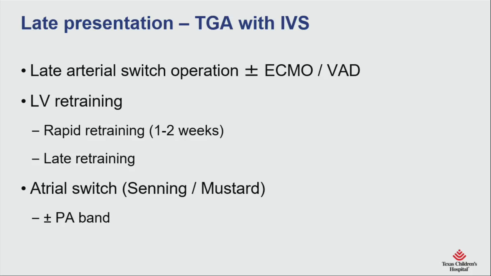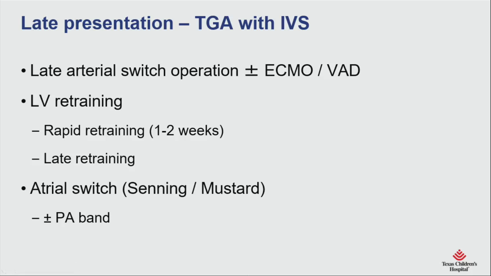Now, when does that transition happen? It's unclear, but for the most part, around 2 or 3 months, you can still do a late arterial switch operation as long as you have some backup, like ECMO and BAD, because some of the patients will require some support post-operatively after that. If it goes beyond that, then your options are two.